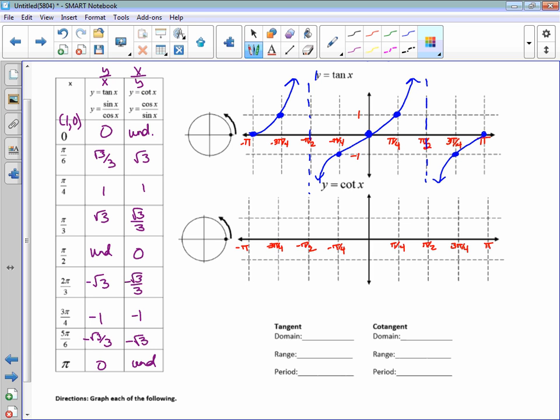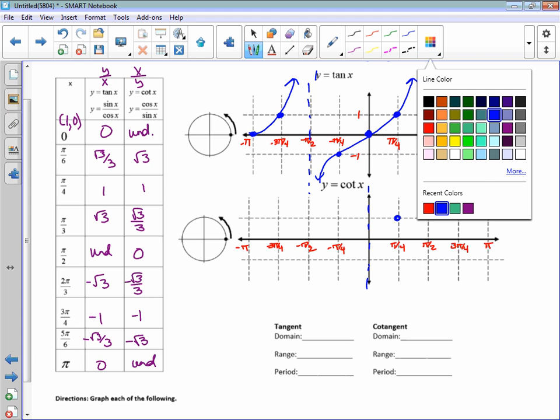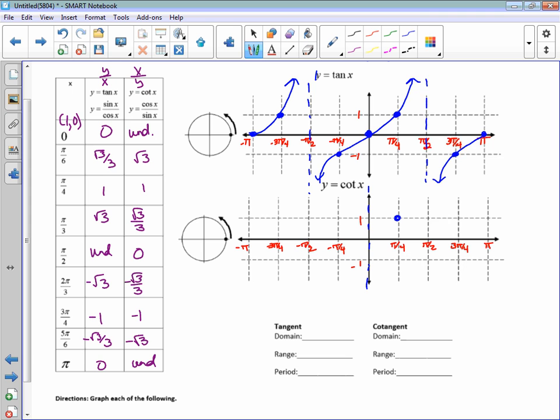All right, let's put cotangent up here. At 0, that's undefined, so that's where our first asymptote is, right? And then pi over 4 is 1. Pi over 2 is 0. 3 pi over 4 would be -1. And then pi is going to be another asymptote.